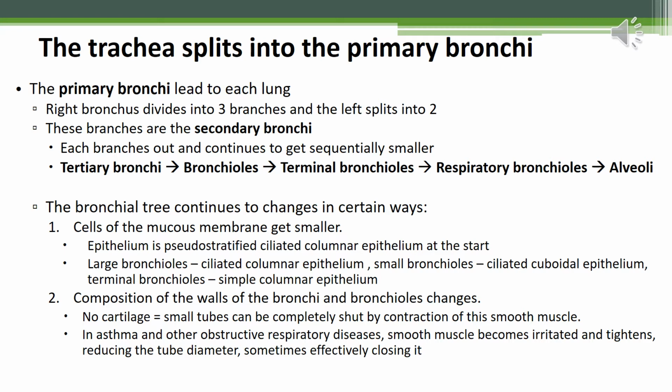Now in asthma and other diseases classified as obstructive respiratory diseases, the smooth muscle can become irritated and tighten, which reduces the tube diameter, which sometimes effectively closes it, and it's here that we would have an asthma attack. And we'll talk more about asthma in the following slides.